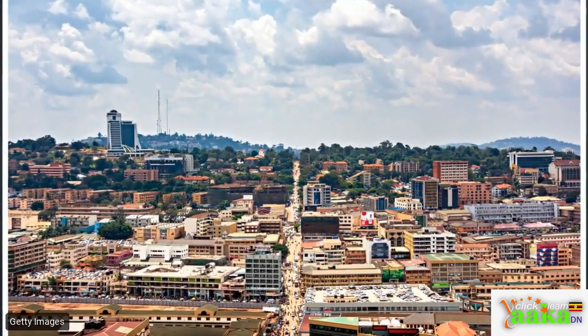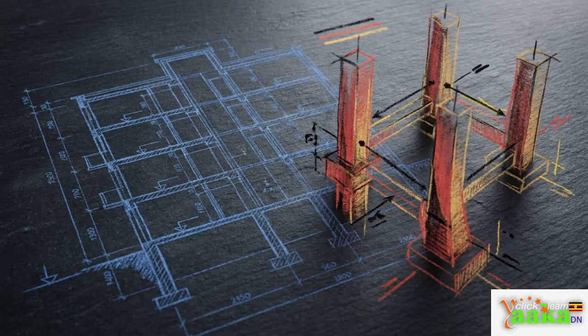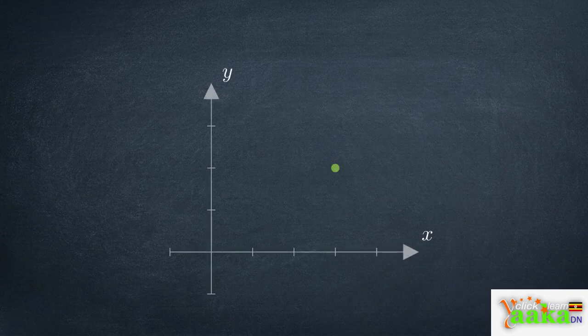When you look at a digital map of Kampala, you might wonder how the system knows exactly how to move a boda across your screen, or how structural engineers calculate the stress on the buildings down there. The answer lies in matrix transformations.